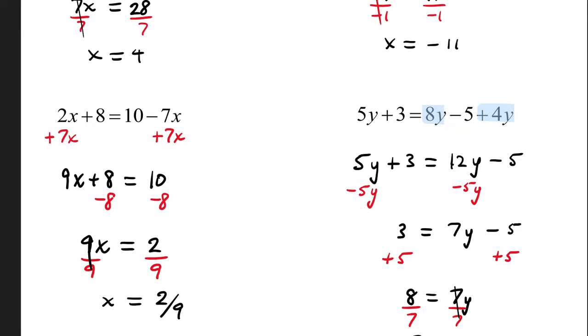If all the variables go to the right, then the constants have to go to the left. So to move subtracting 5, we add 5. 3 plus 5 is 8. And that equals 7y. Divide by 7. y is equal to 8/7.